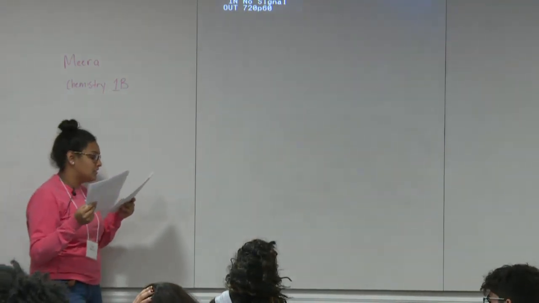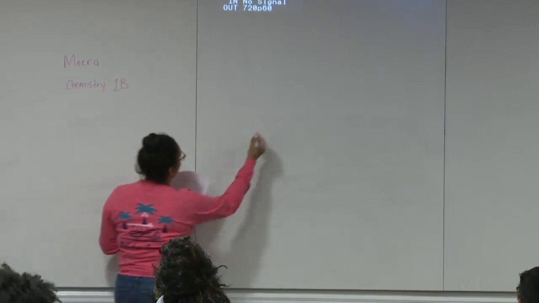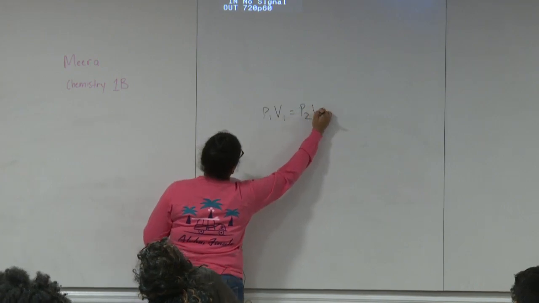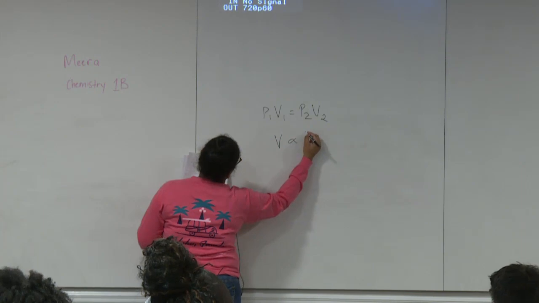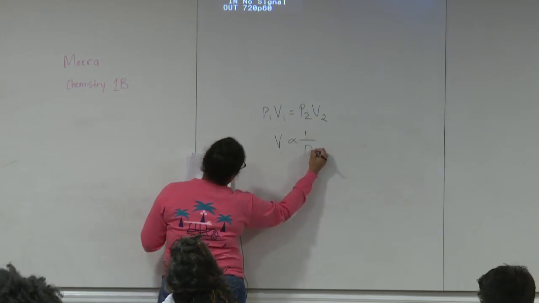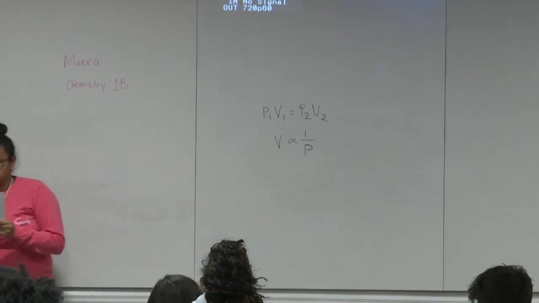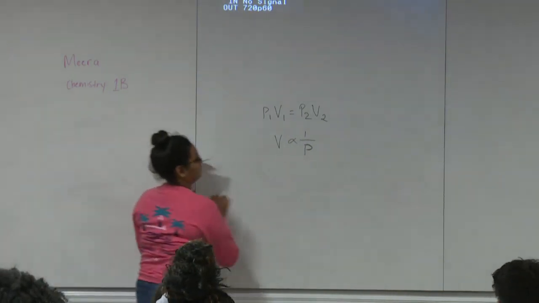Okay, the next question is, describe the relationship between volume and pressure in Boyle's law. So we know that Boyle's law is P1 V1 equals P2 V2, which means that V is inversely proportional to P. So that would be the answer to that. I'll just write it.